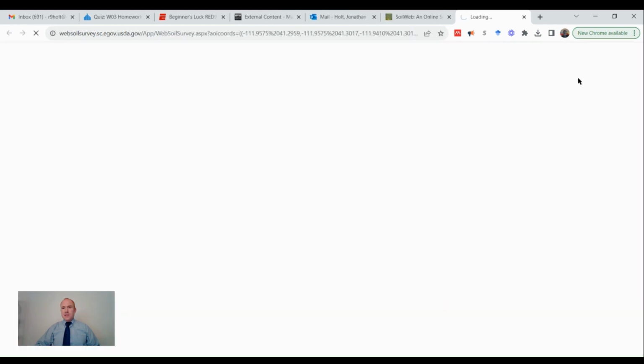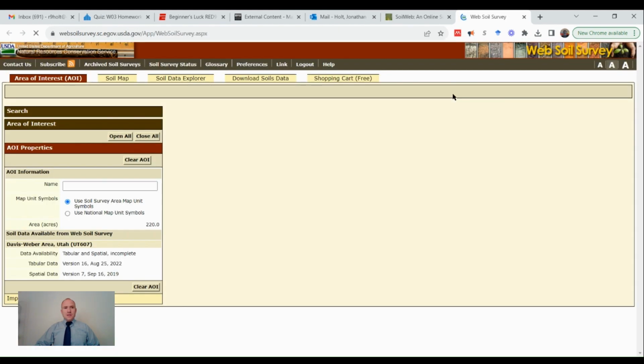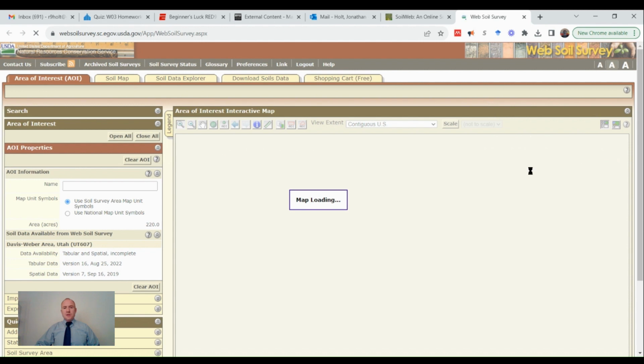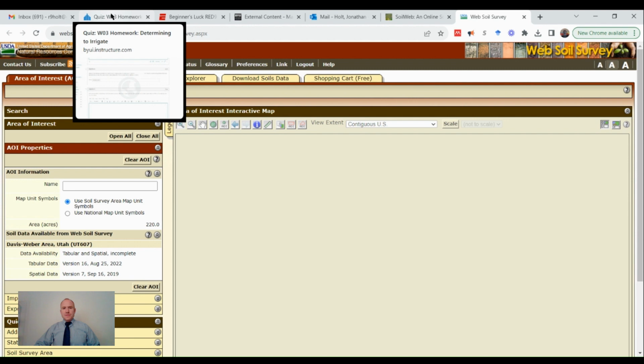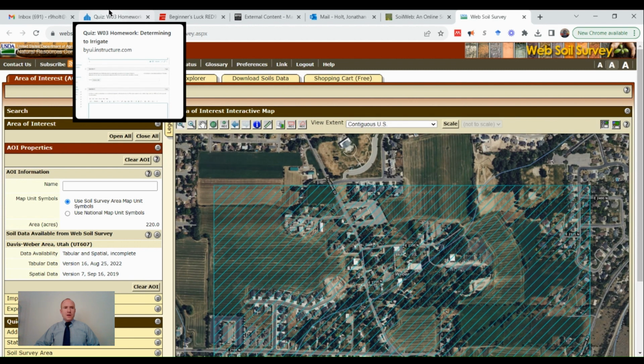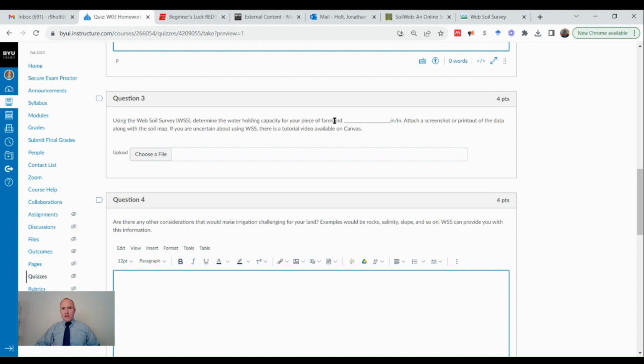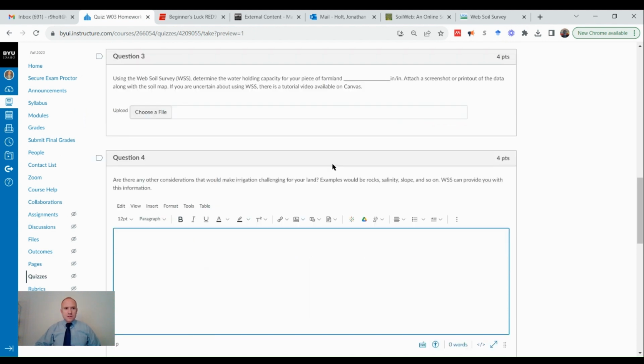Click on that, and there it is. We're back at the web soil survey. So you can see how the two are kind of connected. And there we're back on our map. So that's maybe an easier way to get our answer to that question, but also just an effective tool for y'all to be using.